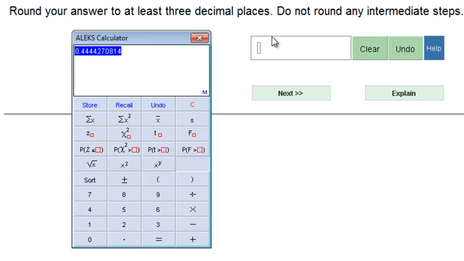So my answer is 0.4444. We need at least 17, so 0.444 is my answer.